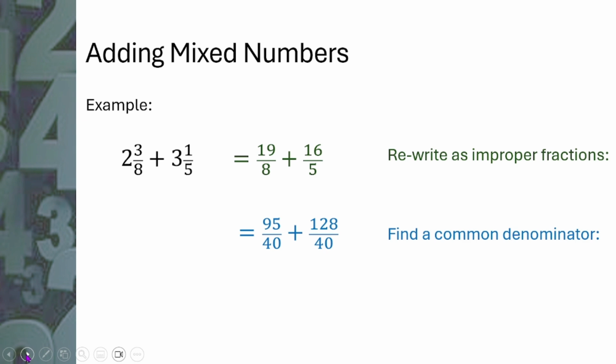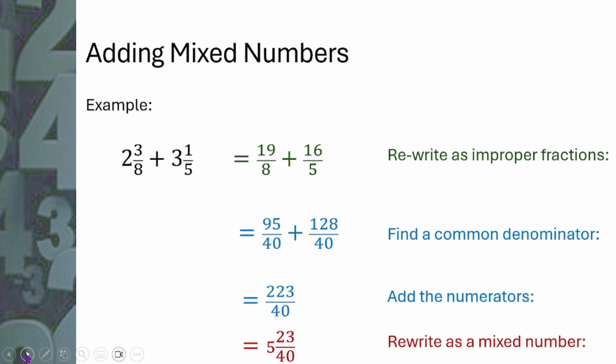The next thing we're going to do is add the top values together, the numerators, like so, and then we simplify. We cancel this down as much as we can. We say how many times will 40 go into 223, and then we find the remainder, which we'll write over 40. So we have 5 and 23 over 40. Now, if you can't do 223 divided by 40, or you can't count in 40s, then please do remember you can use your calculator for that if you're doing the IGCSE exam syllabus.